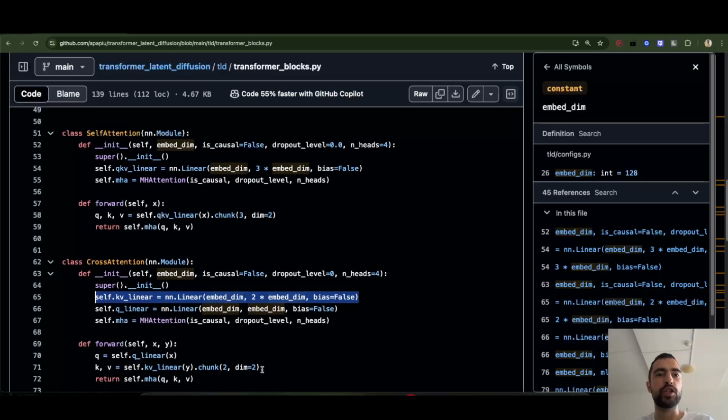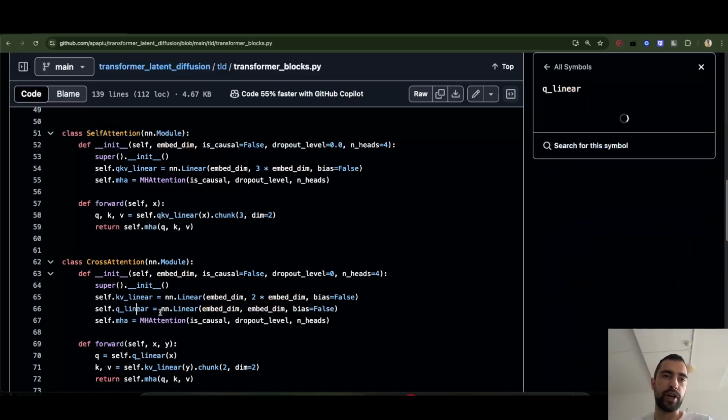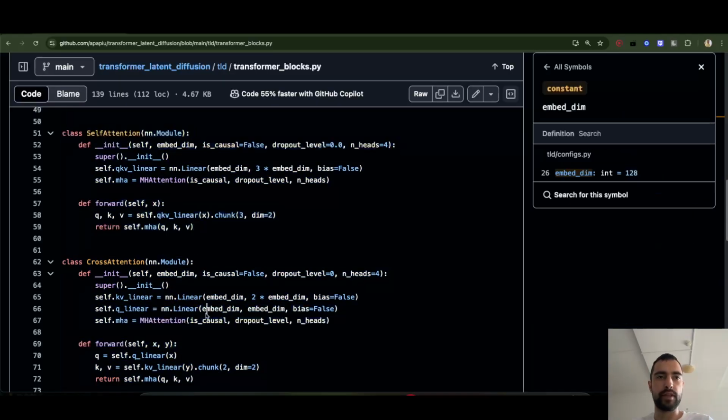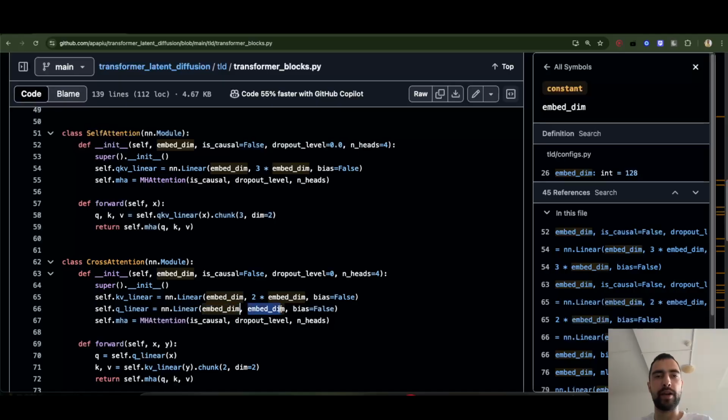And later we just do the same split like before. And then query is separate. It will come from somewhere else. So we just have from embedding dimension to embedding dimension. This is because, keep in mind, that we will get the actual data, but the query vector should not be the same as the embedding vector of the token or image or text. So it should be different.